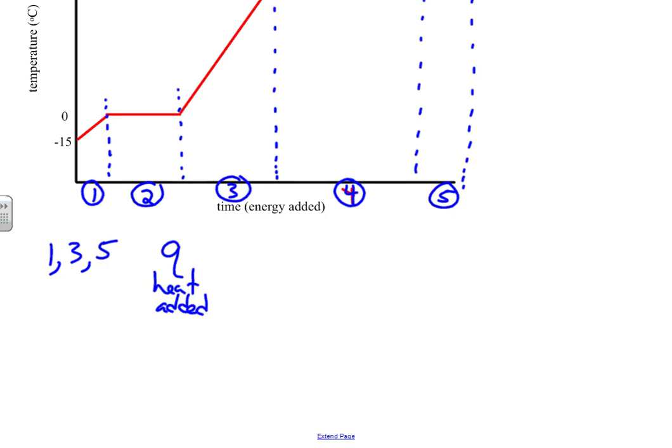to the water. Is going to be equal to the mass of the water that we're heating times the change in temperature times what's called the specific heat.